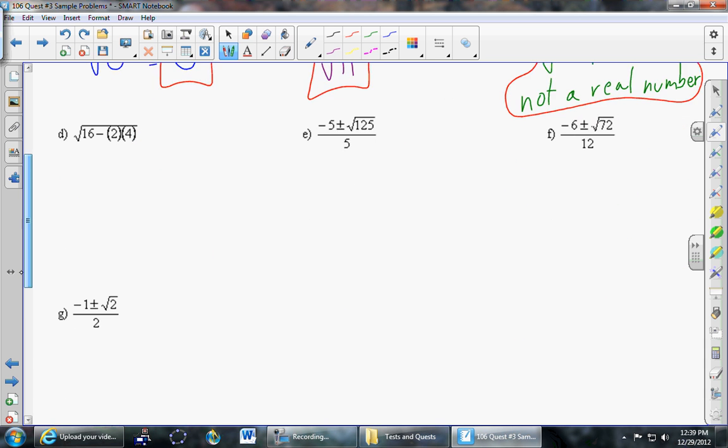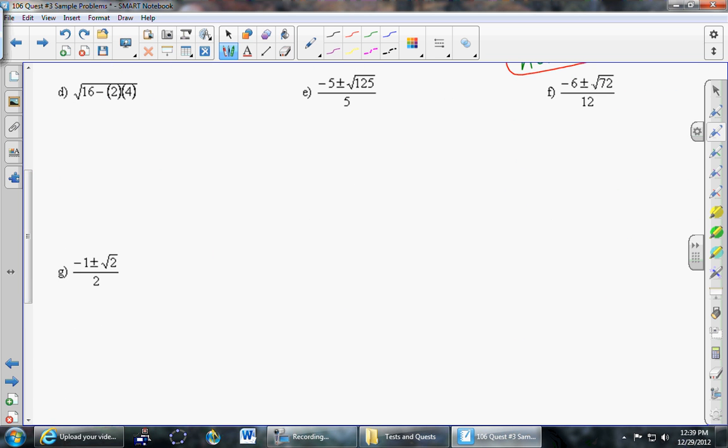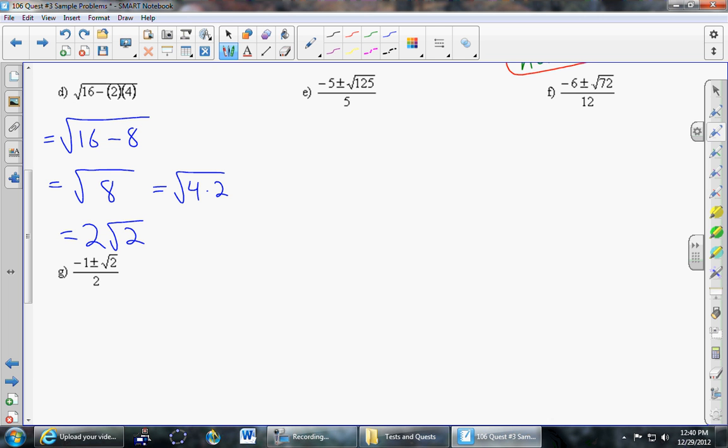Part D, square root of 16 minus 2 times 4. Multiply first. 16 minus 8. Do the subtraction. Square root of 8. Well, we've been stopping at this point in the previous parts, but we can go further here. We're going to split that up into a product. 4 times 2. And then the 4 comes outside, and the 2 stays inside. And we've got our final answer is 2 radical 2.